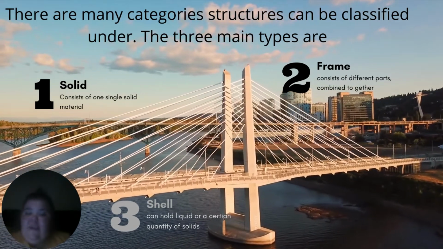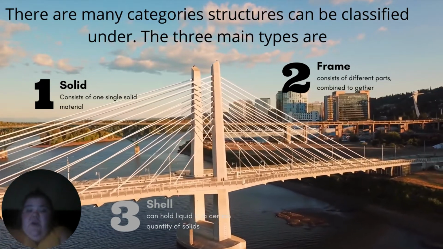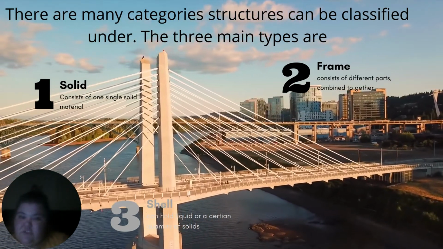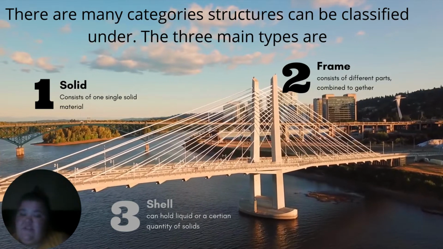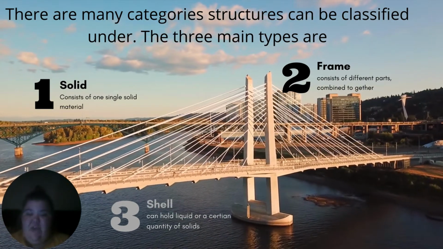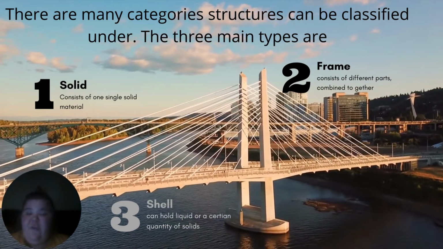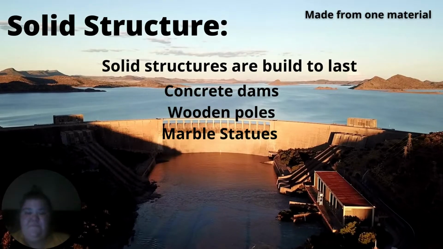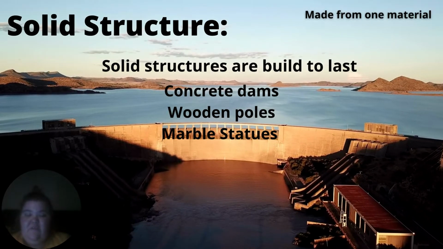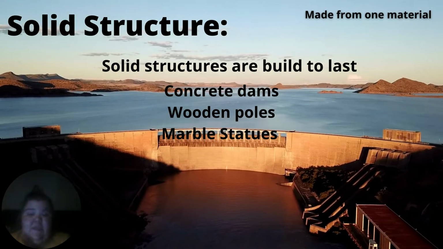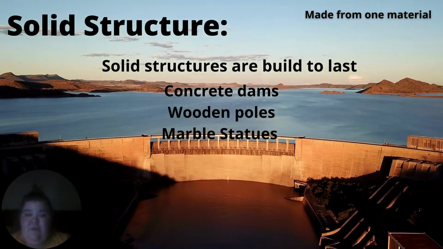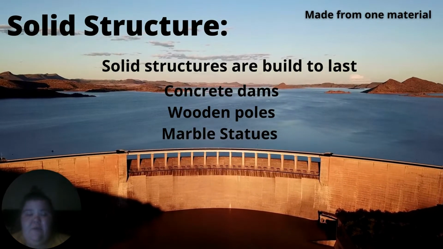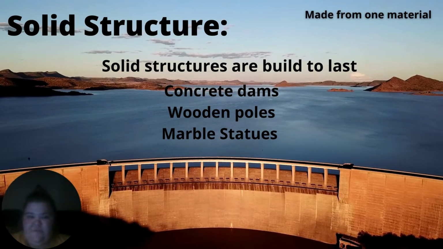Now, in our next few slideshows, we are going to look at different examples of solid structures, of frame structures, and of shell structures. So first, we start with our solid structures. If we look at our solid structures, examples of them can be concrete dams, wooden poles, or marble statues.